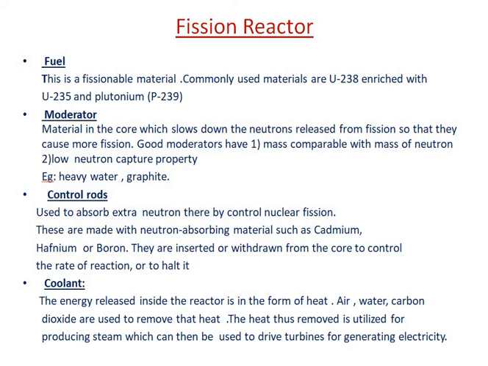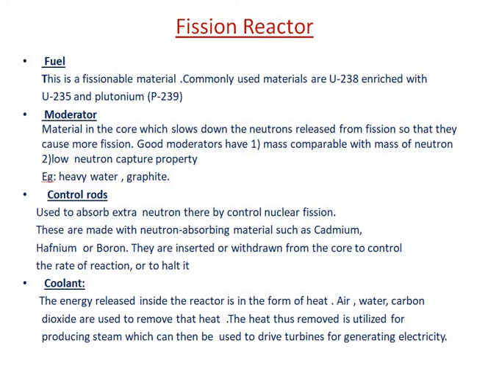The next part of a nuclear reactor is the coolant. In a nuclear reactor, the energy released inside the reactor is in the form of heat. So we have to remove the heat and utilize it for a useful purpose. This is done by a part known as the coolant. Air, water and carbon dioxide are used as coolants.